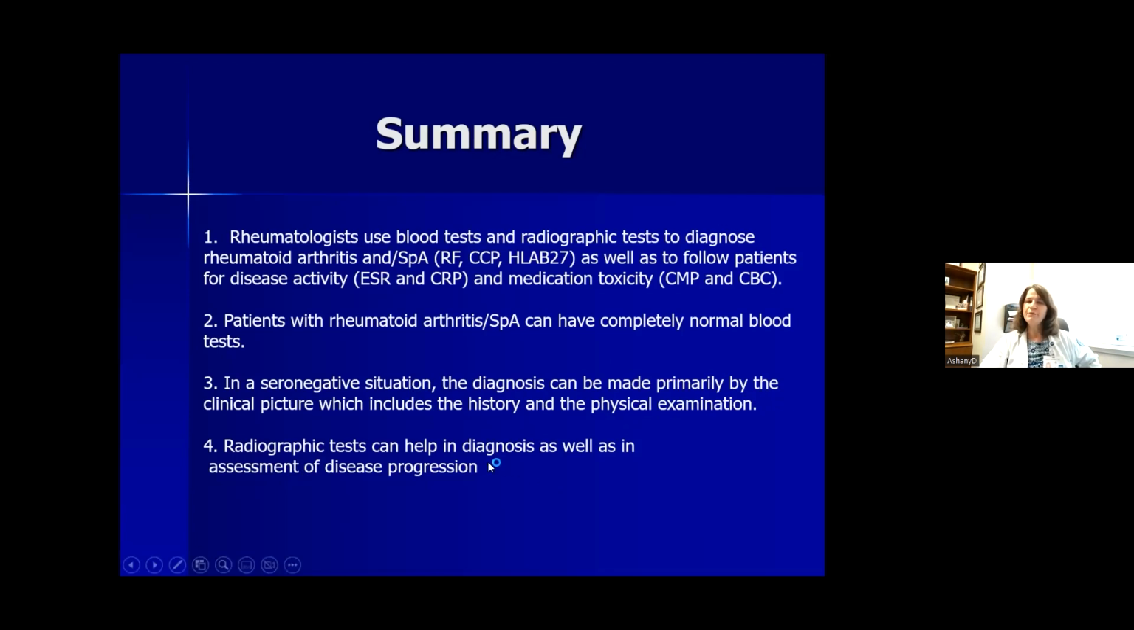Also, over time, we might repeat some of the radiographic studies because they can either confirm that things are stable and nothing is progressing, or sometimes if we see that there's progression, that would dictate that we change our treatment.